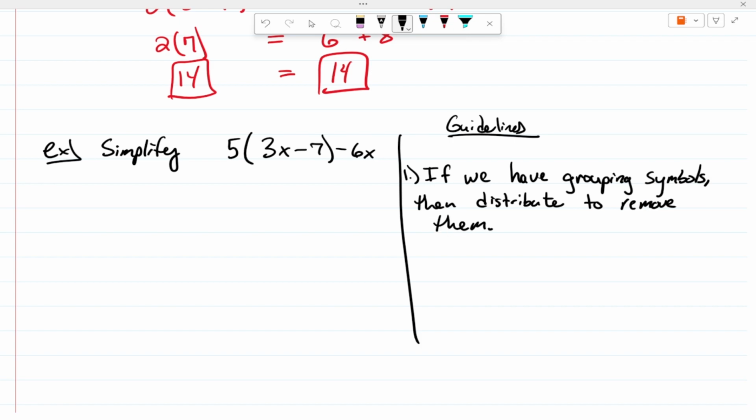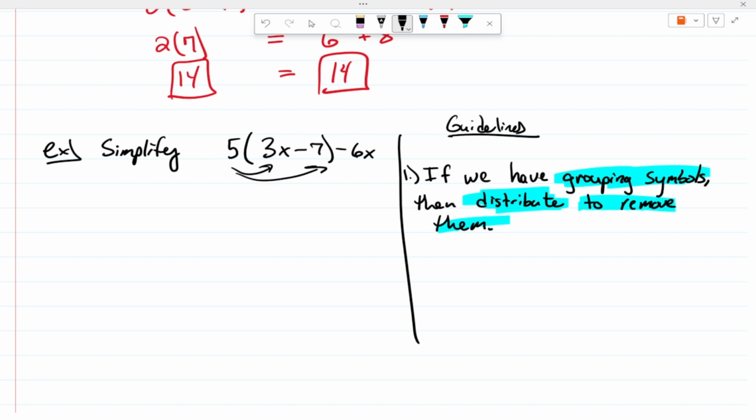Well, if you look at this, this is exactly what we just took a test on. This is logic. This is a conditional statement. If you meet the condition, grouping symbols, then distribute to remove them. So that's the first thing I'm going to do here. I see grouping symbols, so I'm going to distribute.